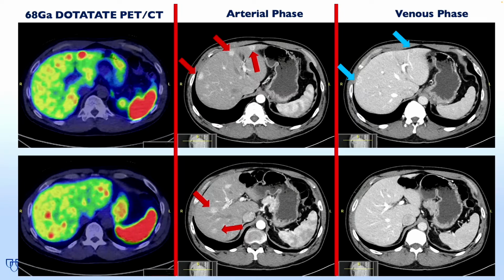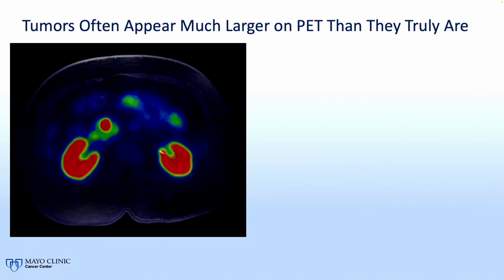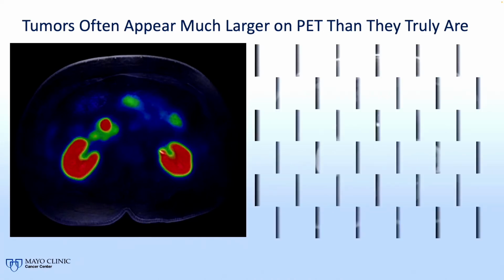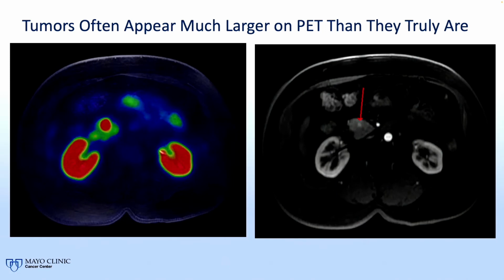And I think most centers, most of the outside scans I'm seeing now are dual phase. So what about the really big, bright tumors on the PET scans? These are the kidneys. This is a tumor in the pancreas. It looked big and red and ugly. Well, when we do the MRI, you see it's actually tiny. So this is why PET images often really grossly exaggerate the size of the tumor.